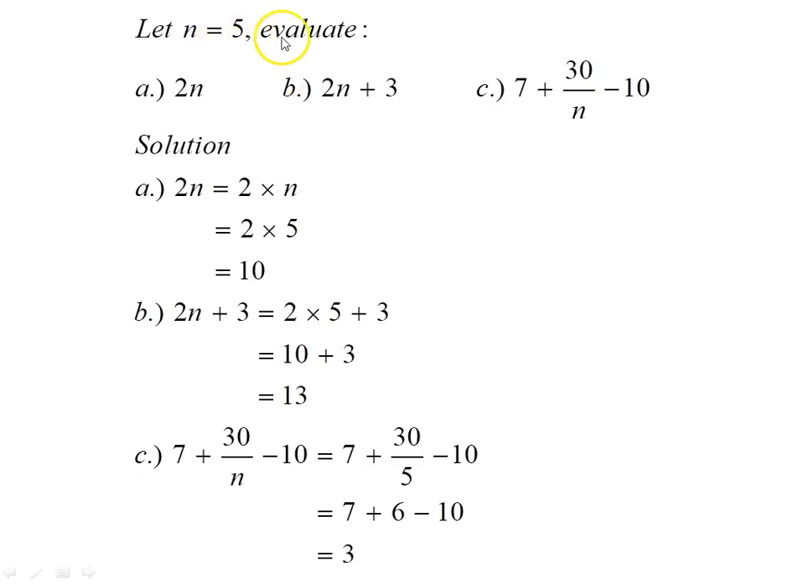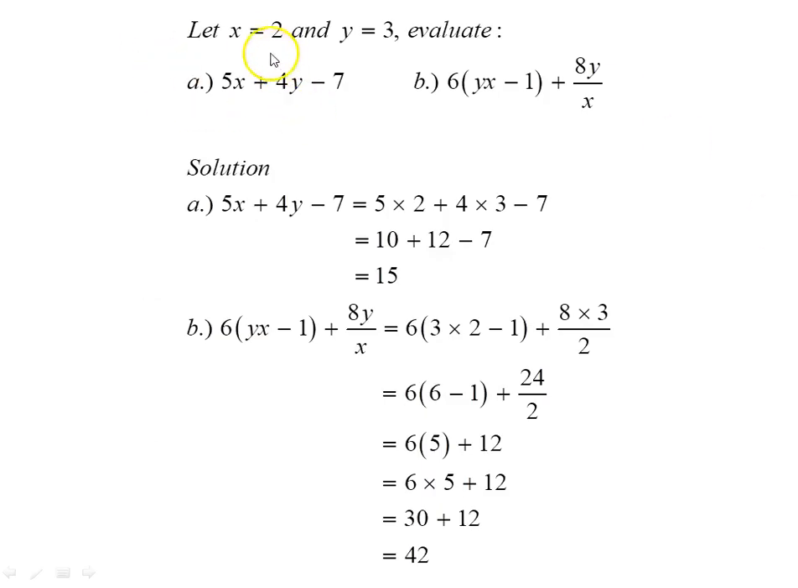And then this other expression over here, part C, 7 plus 30 divided by n minus 10. So 7 plus 30 over n minus 10 gives us 7 plus 30 over 5, the n is 5, minus 10. Well, 30 over 5 equals 6, so we've now got 7 plus 6 minus 10, and that will give us 3.